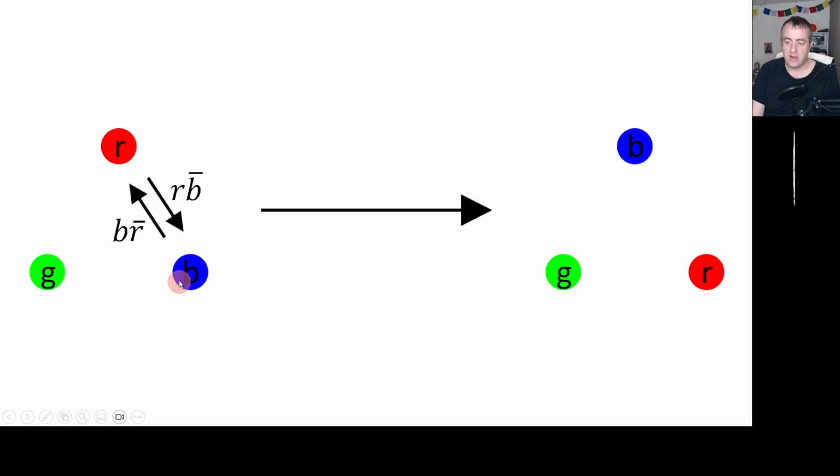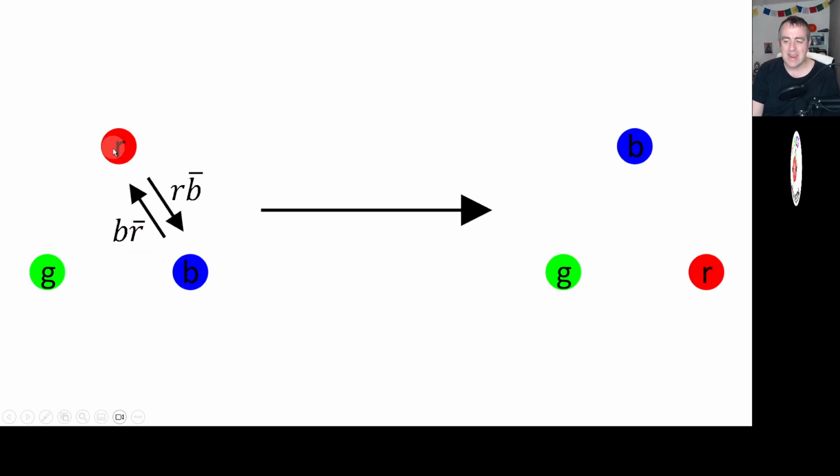A blue quark can lose its blueness, but also lose its anti-redness. And so a blue quark losing its blueness stops being blue, but losing anti-redness is the same as gaining redness, so the blue quark will become red. And up here, this red quark is going to gain blueness and gain anti-redness.